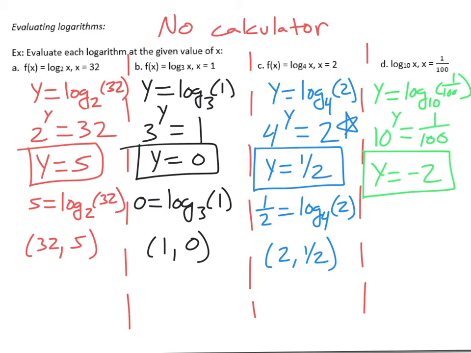Right? Meaning -2 equals log base 10 of 1 over 100. If you think about solution points that would show up on a graph, if you put in the x value of 1 over 100, which is kind of a weird x value, but that's the one we used here, you would get the y value of -2.